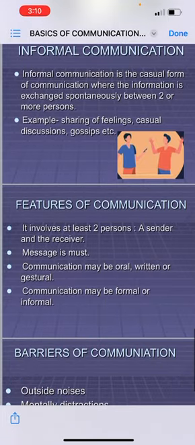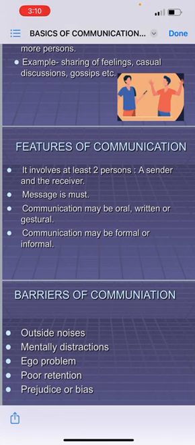After that, there are some features of communication, and the first one is that it involves at least two persons, a sender and a receiver. Whenever we communicate, having two persons is very necessary. Without two persons, communication is completely irrelevant. For example, a sender and a receiver are a must, and the message is also necessary. And we got to know that communication may be oral, written, or gestural, and it may be formal or informal.